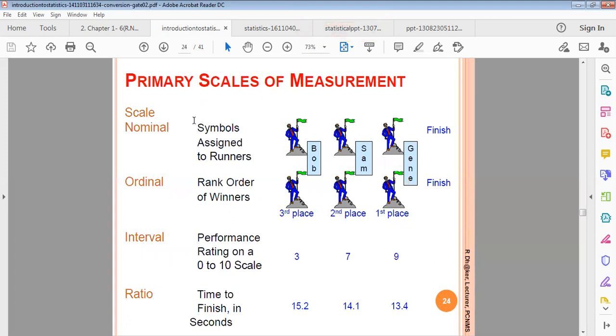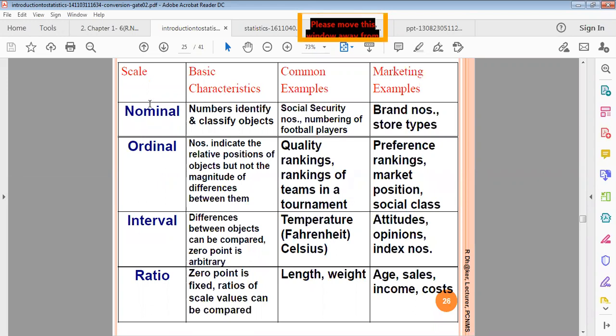Now this is actually the primary scale of measurement. So we have defined the scales: nominal, ordinal, interval, and ratio. This is actually the symbol for that. Okay, this is the example. And this is the basic differences and characteristics with examples: nominal, ordinal, interval, and ratio. And basic characteristics, common examples, we cited these examples, marketing examples, for business and economics.